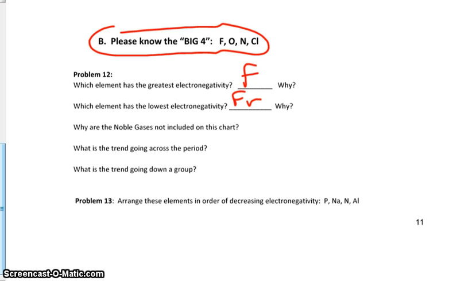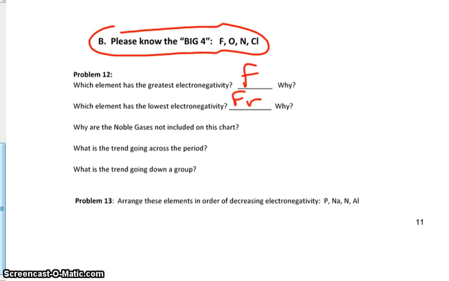So why are the noble gases not included on this chart? Well, they would have the greatest effective nuclear charge, wouldn't they? They have the most amount of protons in the nucleus compared to other members of their shells. But again, what are we doing? Can the noble gas accept another electron? That's what we're asking it to do when we talk about electronegativity. And the answer is no. It has a filled shell already.